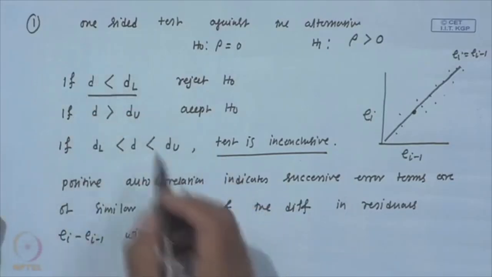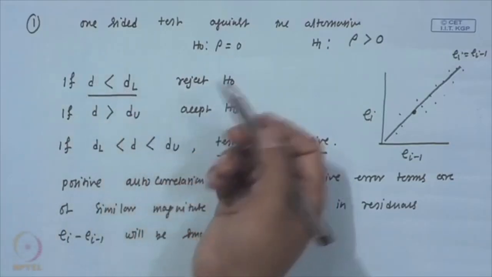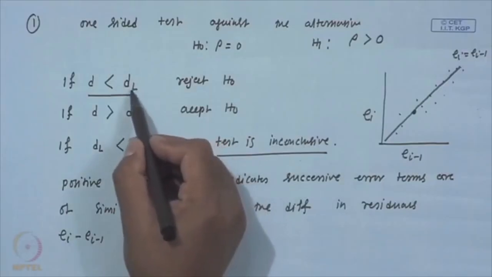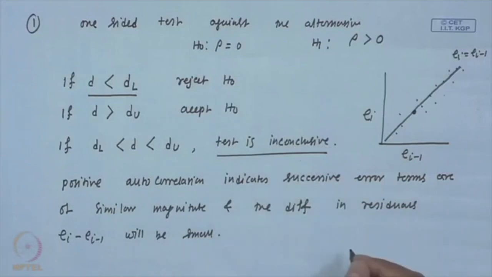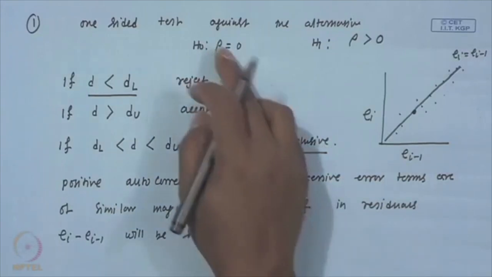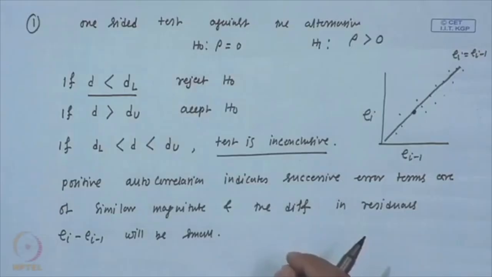As I told you, there is a table for d_L and d_U values for different n and for different alpha. I'll talk about the other cases also in the next class. So we need to stop now. We'll continue with the Durbin-Watson test with some examples to illustrate it in the next class.